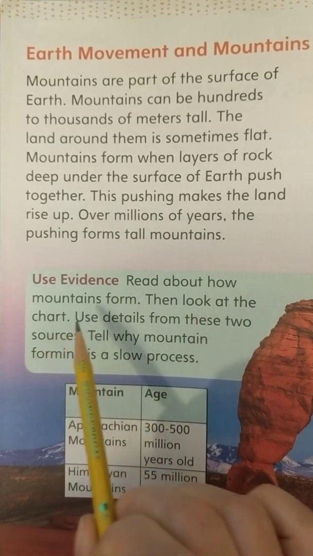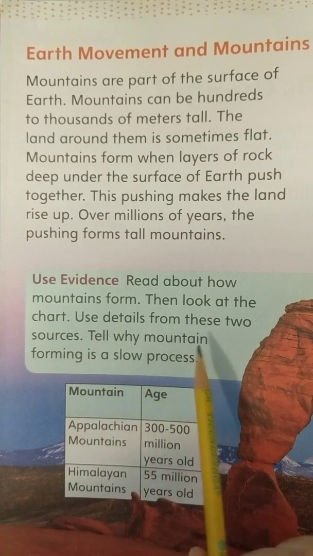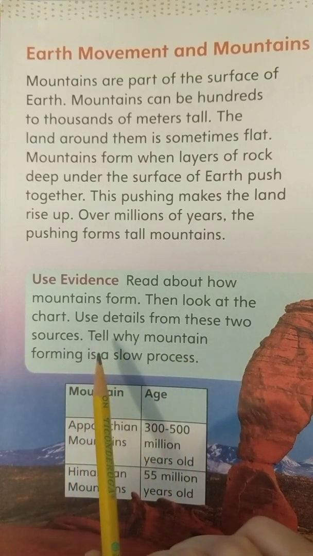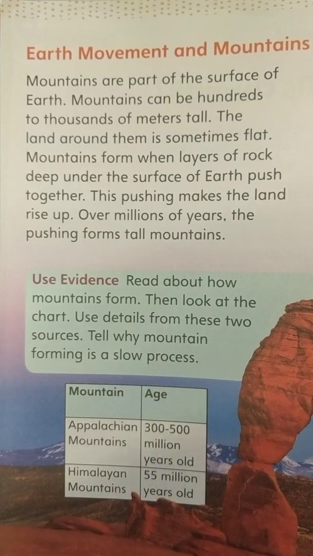Okay, read about how mountains form. Then look at the chart. Use details from these two sources. Tell why mountain forming is a slow process. So we already read the paragraph. Let's now look at the chart here.